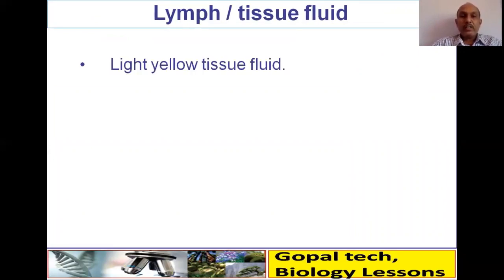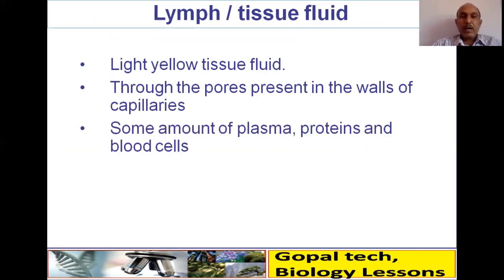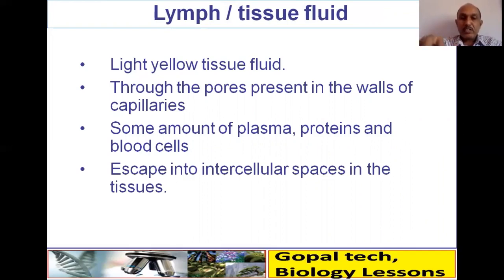Light yellow color tissue fluid. Through the pores present in the walls of capillaries, some amount of plasma from the blood, proteins and some blood cells will come outside and escape into the intercellular space in the tissues. So therefore it is called tissue fluid. It is a part of lymph, लेकिन कैपिलरी से बाहर आता है, टिश्यू के सराउंडिंग में इकट्ठा होता है, इसलिए इसको बोलेंगे lymph या टिश्यू फ्लूइड.